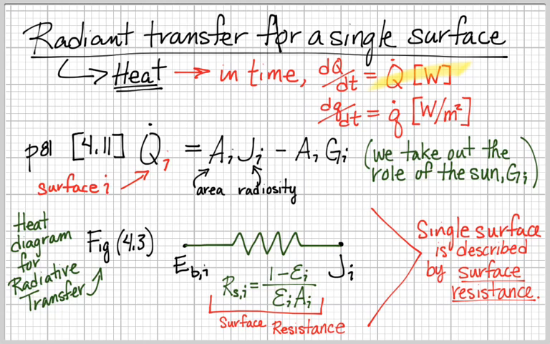The surface resistance of surface I is going to be 1 minus the emittance of I. Now we know that 1 minus the emittance is going to be rho, so the reflectance, divided by the emittance of the surface times the surface area. So here we're describing a single surface, and each one of these, this right here and right here, are two nodes connected by a resistor. Physically, it's just the same surface, but we have this diagram to show that there is some sort of resistance to light being emitted from the surface I.